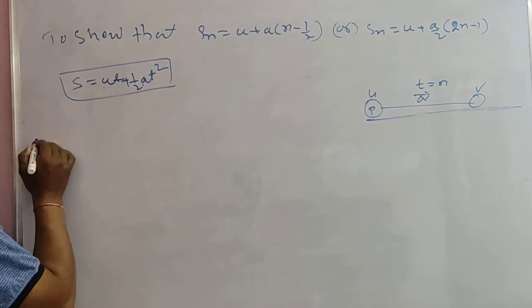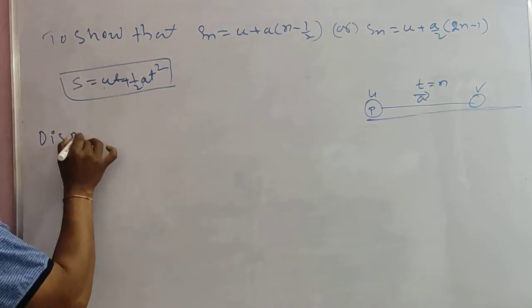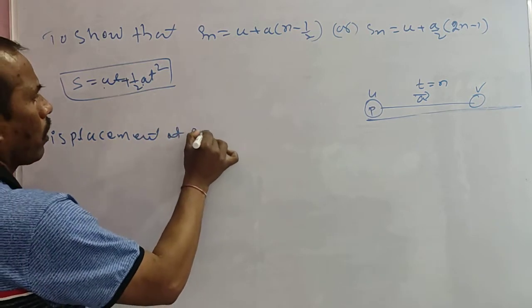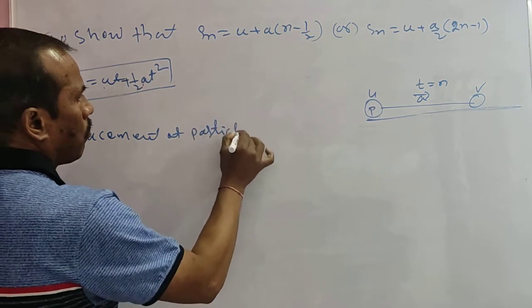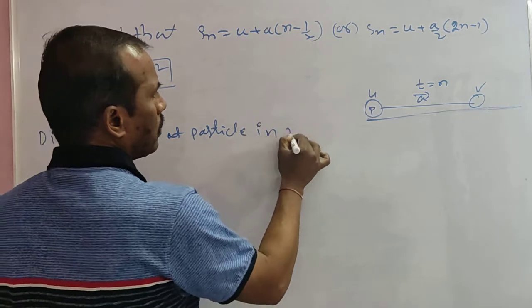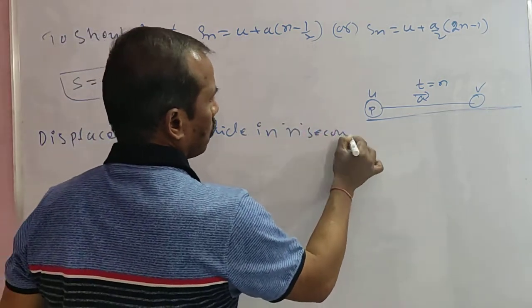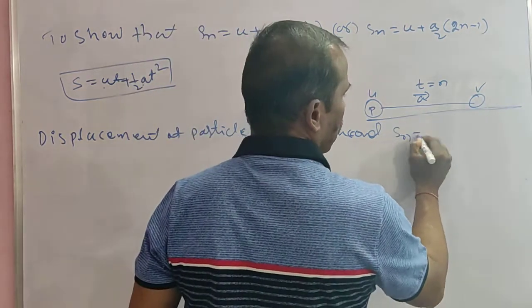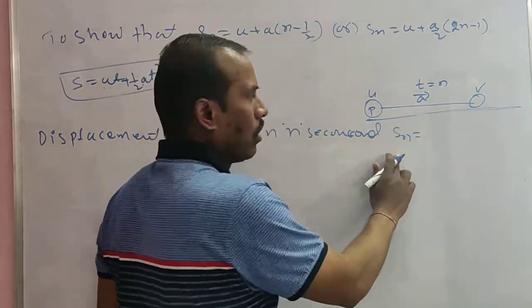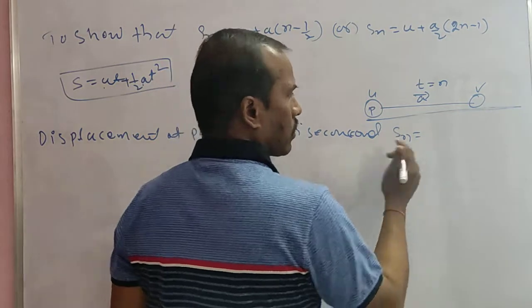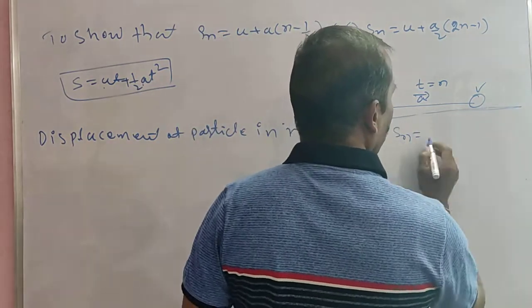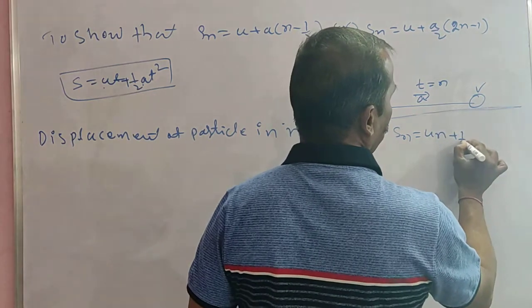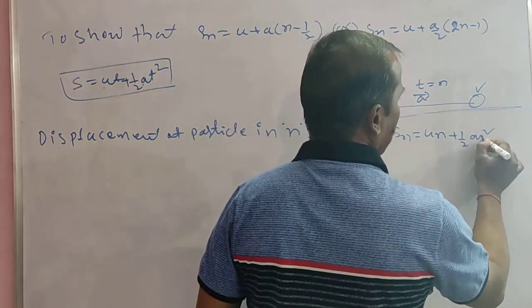The displacement of the particle in n seconds, Sn, is equal to un plus 1 by 2 an square.